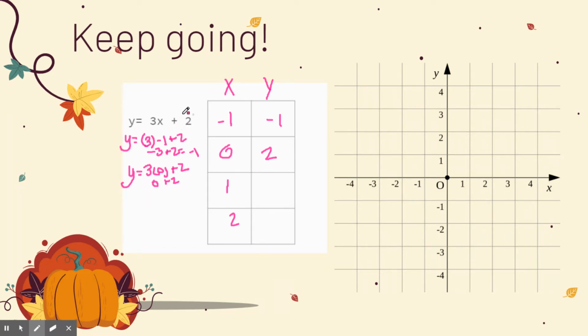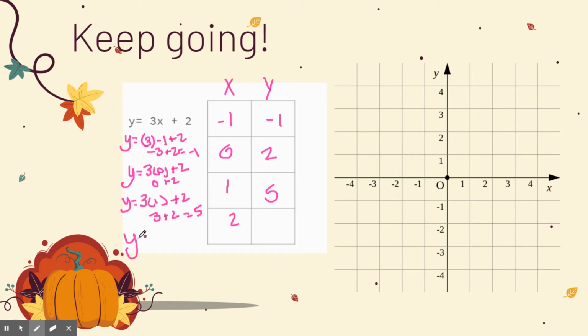We also could have looked here and seen that our y-intercept is 2, but anytime x is 0, that tells us our y-intercept. Now let's plug in for our next one. y equals 3 times 1 plus 2. 3 times 1 is 3, plus 2. 3 plus 2 is 5. So at 1, it's equal to 5.